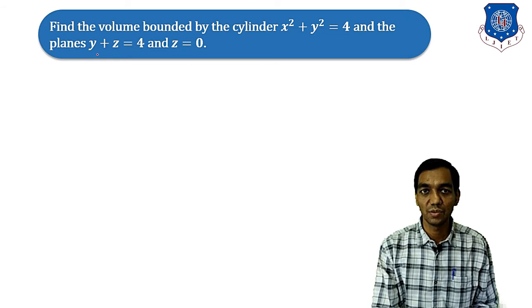Find the volume bounded by the cylinder x square plus y square is equal to 4 and the plane y plus z is equal to 4 and z is equal to 0.